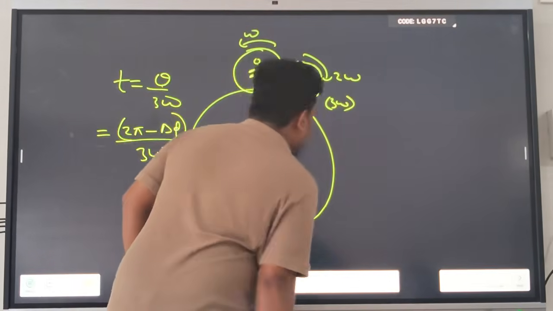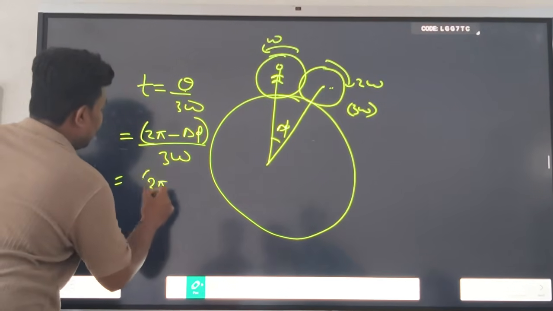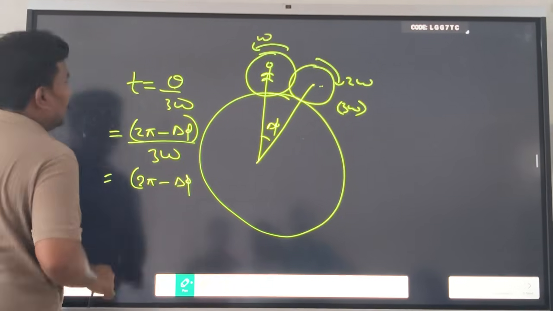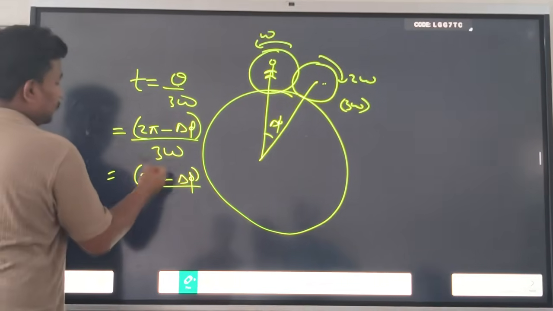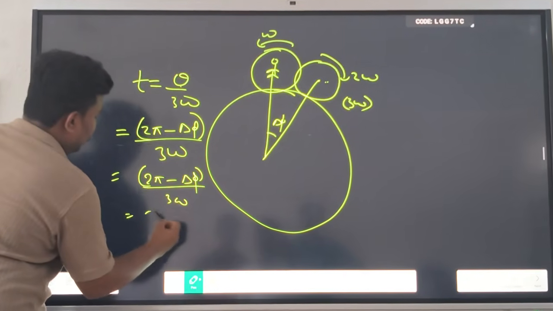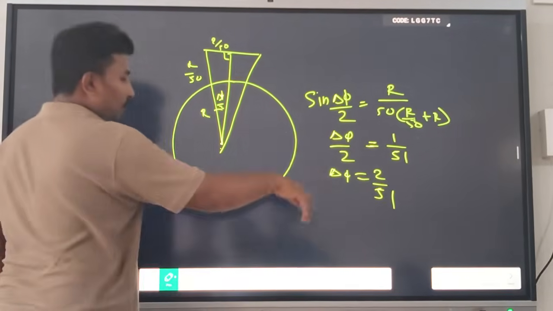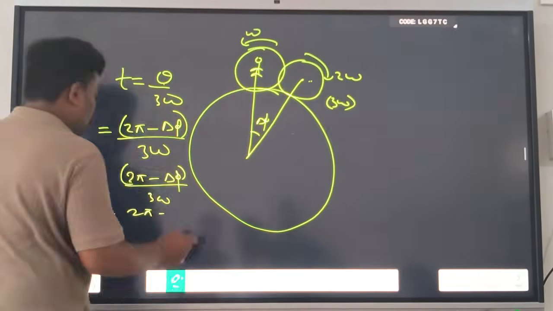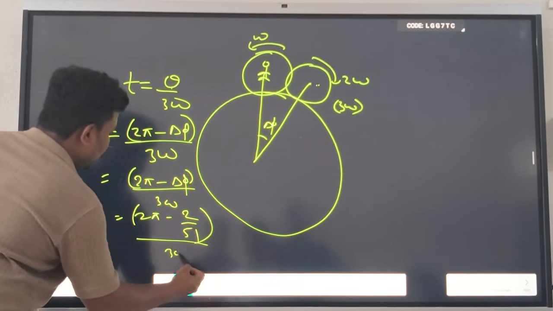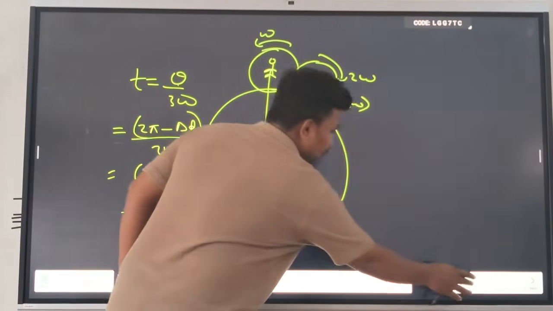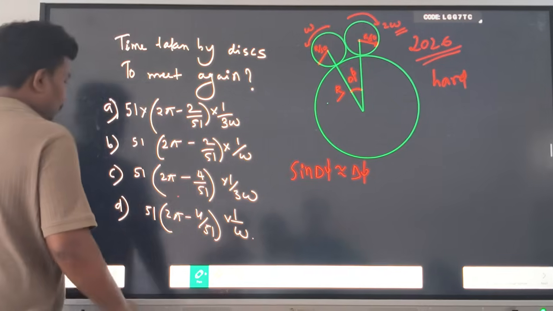So eventually my answer will be 2 pi minus delta phi divided by 3 omega. 2 pi minus delta phi was how much? We calculated, that is 2 by 51. So 2 by 51 divided by 3 omega. So let's match this with the options. So it goes with option number A.